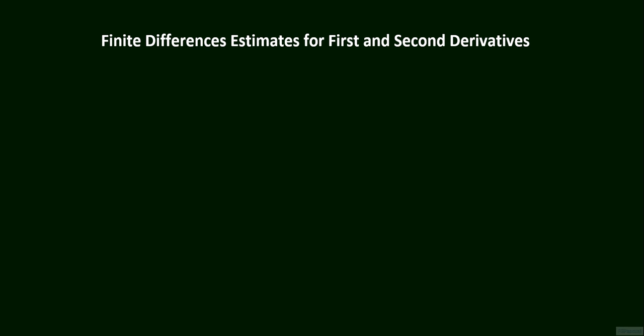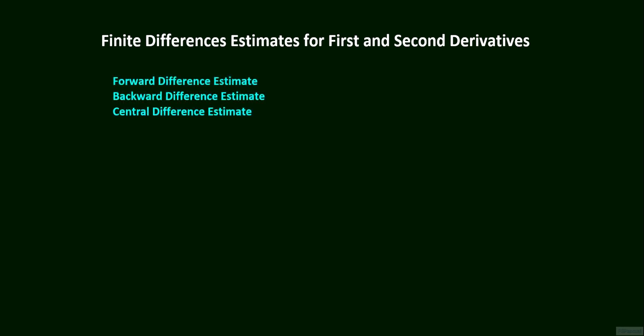In this lecture, we are going to derive a few finite differences estimates for the first and second derivatives of a function. The estimates that we will illustrate in this lecture are the forward difference, the backward difference, and the central difference estimates.